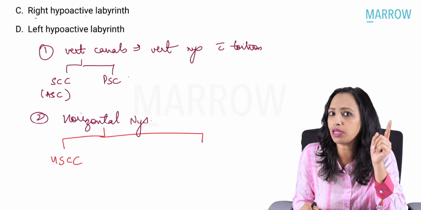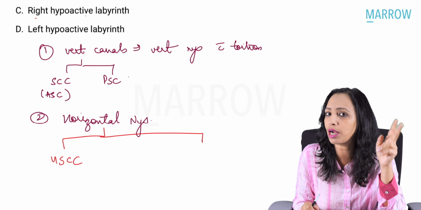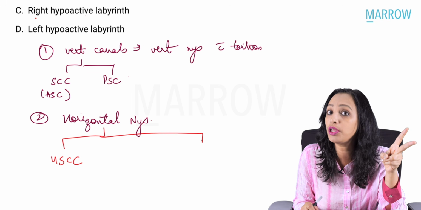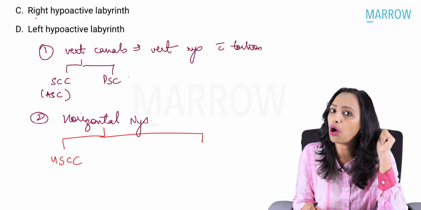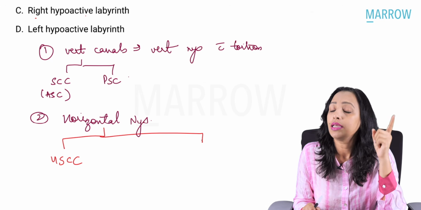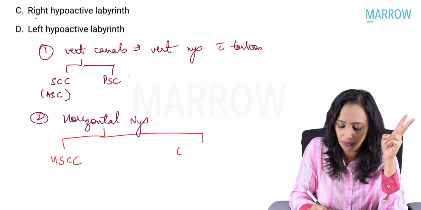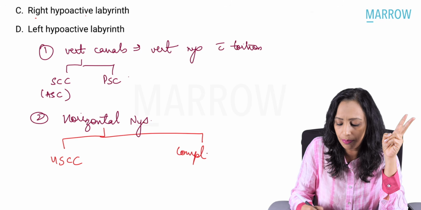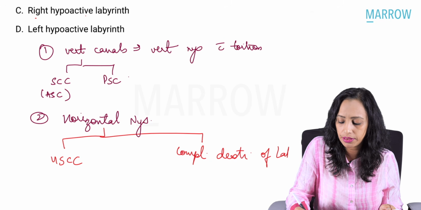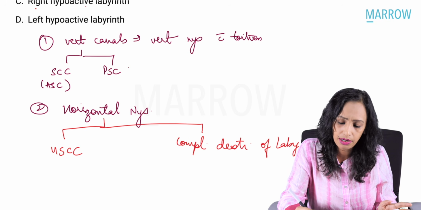So whenever there is vertical nystagmus with torsion, what condition of the inner ear will come to your mind? Yes, involvement of the superior semicircular canal or the posterior semicircular canal. If there is a horizontal nystagmus with torsion, what will come to your mind? Yes, either involvement of the horizontal semicircular canal or complete destruction of the labyrinth. Is that very clear? Complete destruction of the labyrinth of one side, right? Okay.